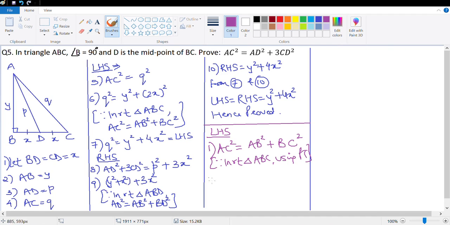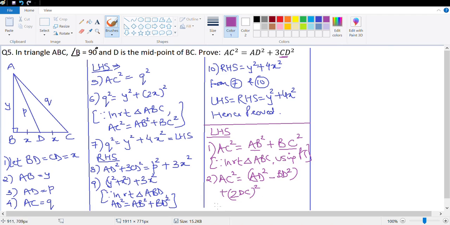Now I have got AB square and BC square. I notice that CD is there, which BC can be converted into, and AB square is a part of the other right triangle also, which I can write as AD square and BD square. So let's just write this. So AC square is equal to AB square, which would be equal to AD square minus BD square, plus, instead of BC, I will write 2 times CD whole square.